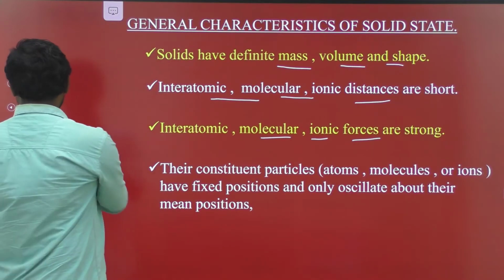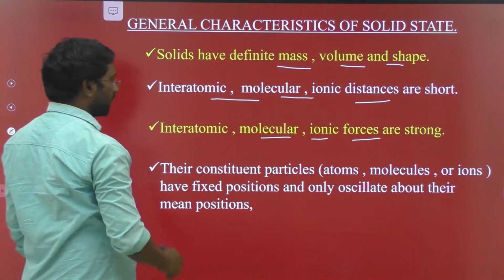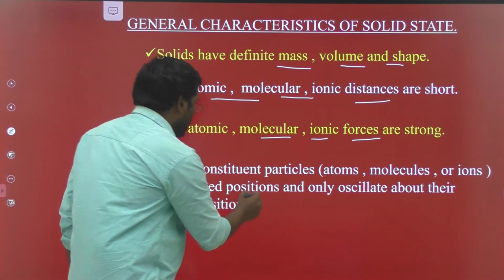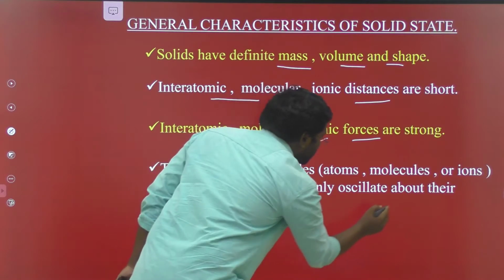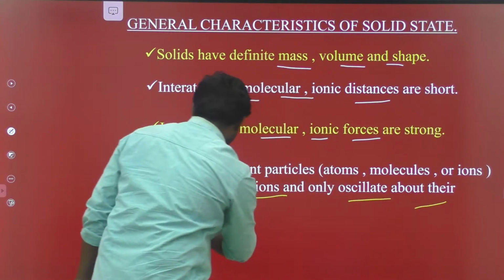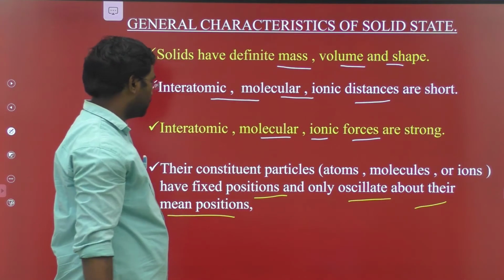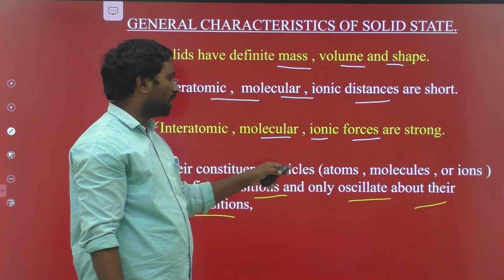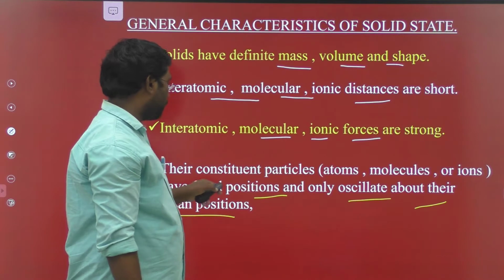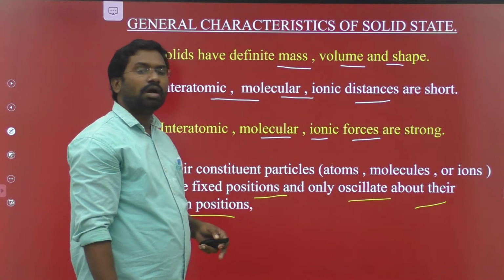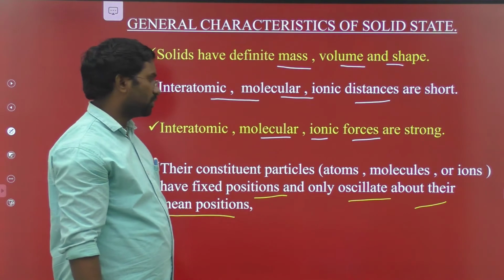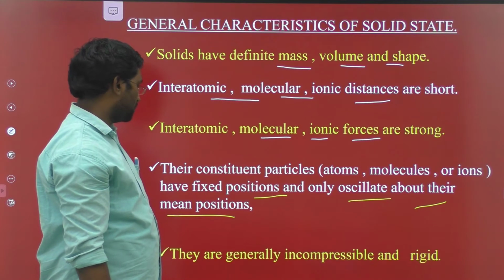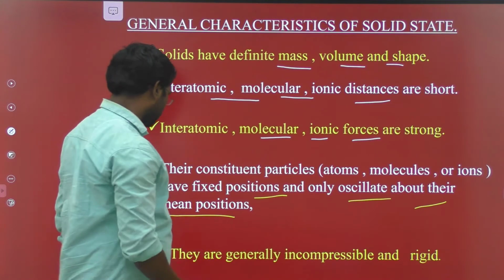Their constituent particles like atoms, molecules or ions have fixed positions and only oscillate about their mean positions. This point was already mentioned previously. The constituent particles present in solids, like atoms, molecules or ions, have fixed positions and only oscillate about their mean positions because solids have a rigid property. So this is a related one.